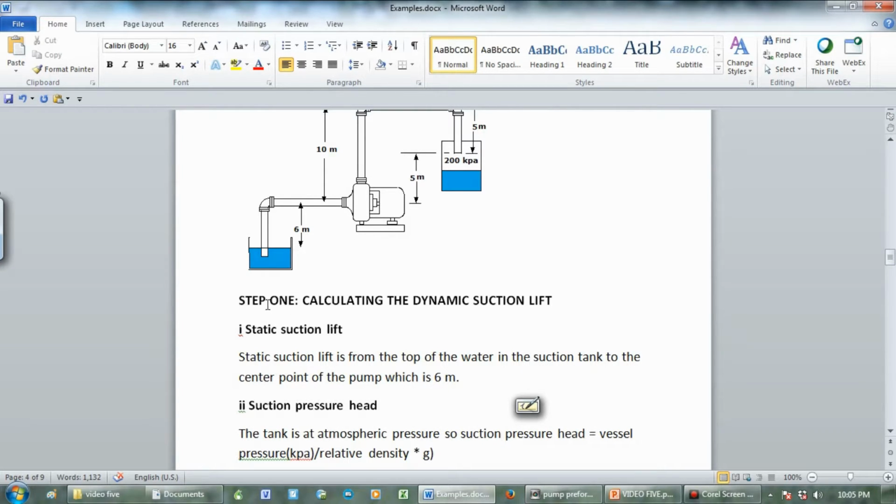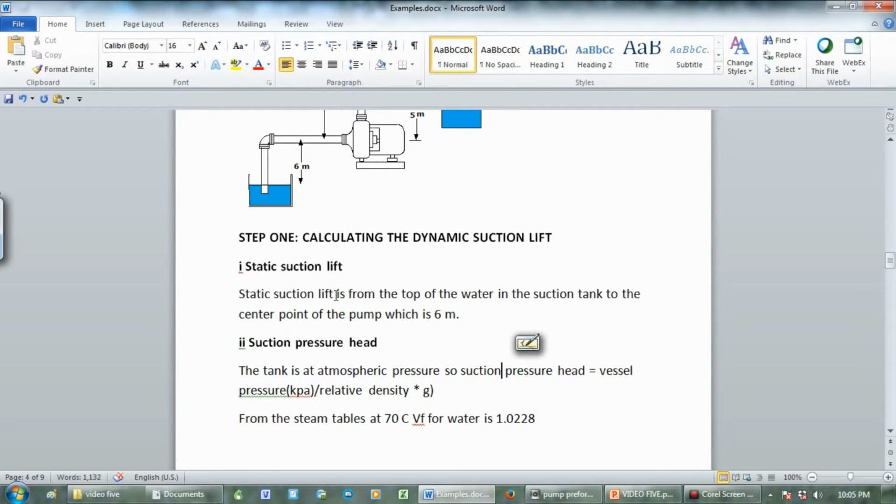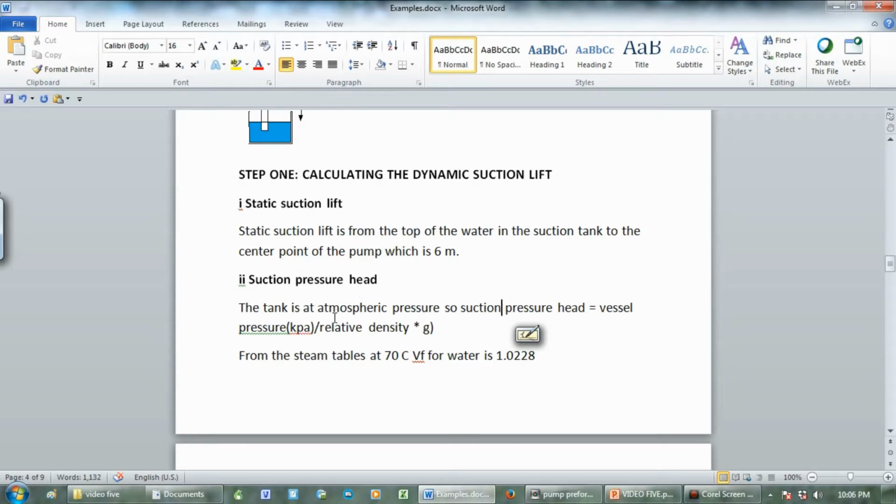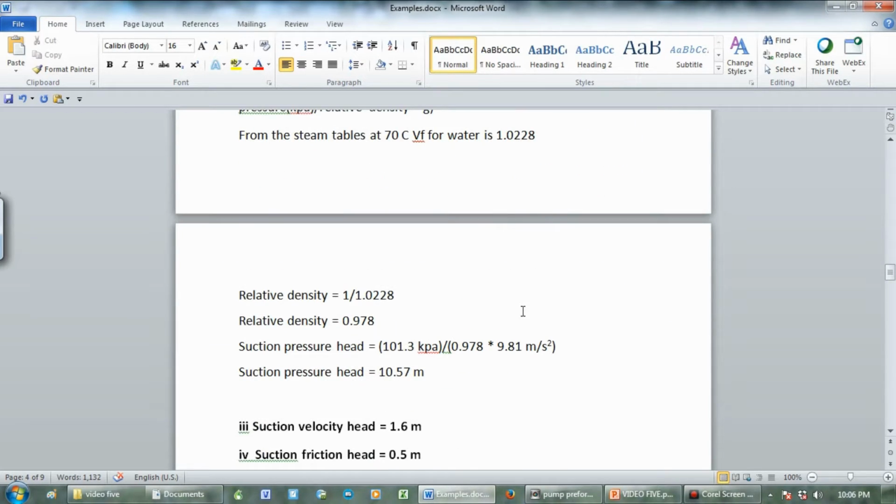Static suction lift is from the top of the liquid level in the suction tank up to the center line of the pump, which is 6 meters. Suction pressure head. The tank is at atmospheric pressure, so suction pressure head equals vessel pressure divided by relative density times G. So we have to find the relative density from steam tables at 70 degrees C. VF for water is 1.0228. Relative density equals 1 divided by 1.0228.